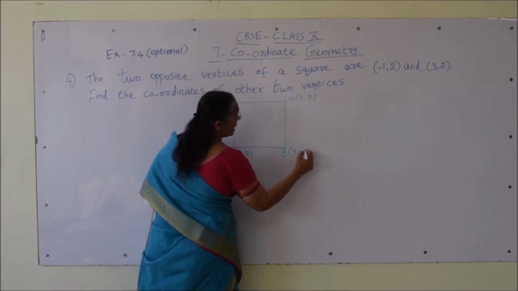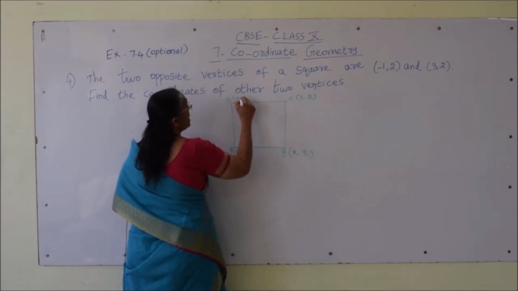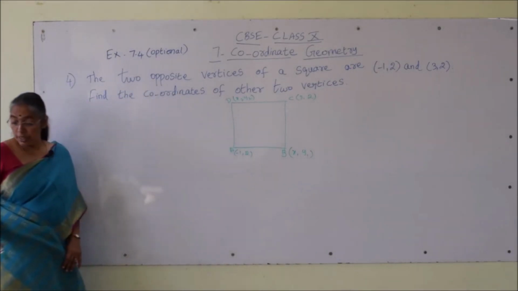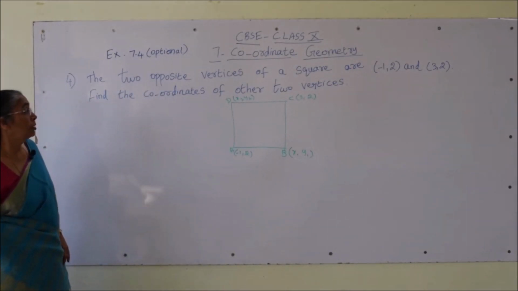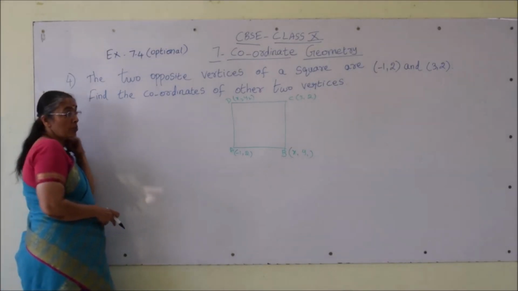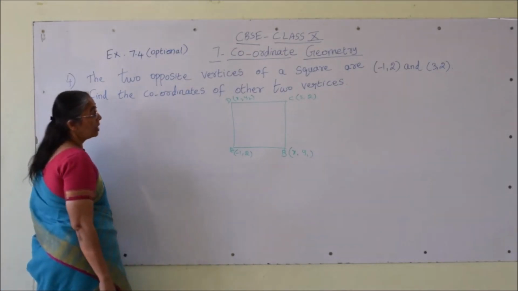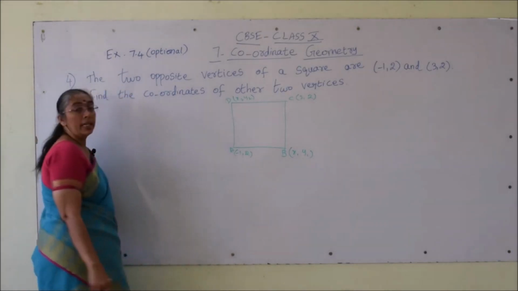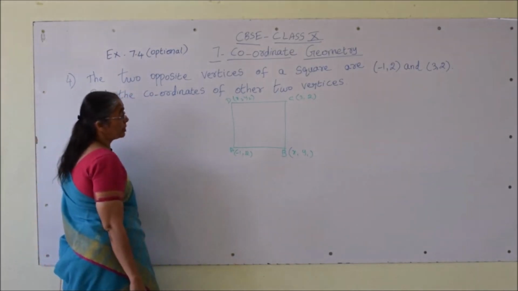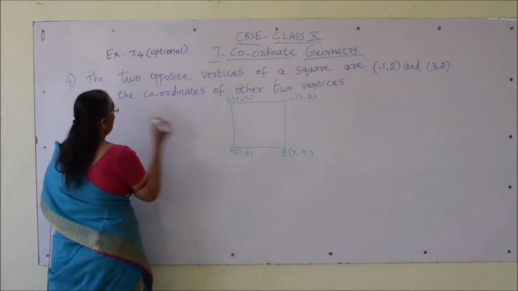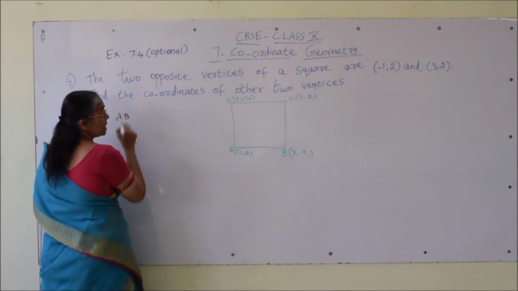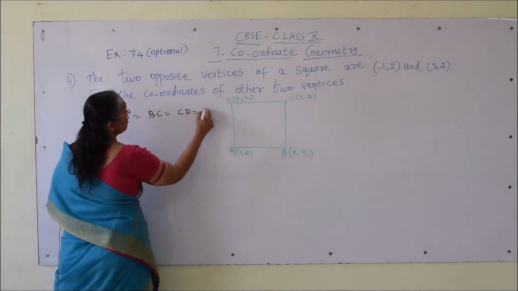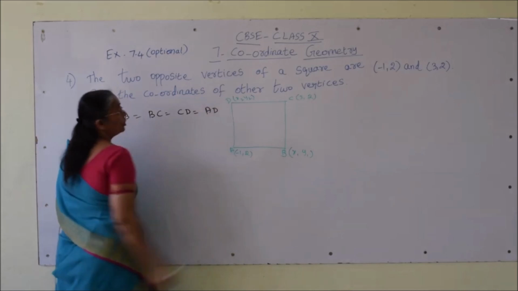We consider B as (x1, y1) and D as (x2, y2). So, we have many properties for the square. First, we know in a square all four sides are equal, and diagonals bisect each other. Many conditions are there. We use here that all four sides are equal. So, first let me find the distance AB. AB distance will be equal to BC, which is equal to CD, which will be equal to AD.